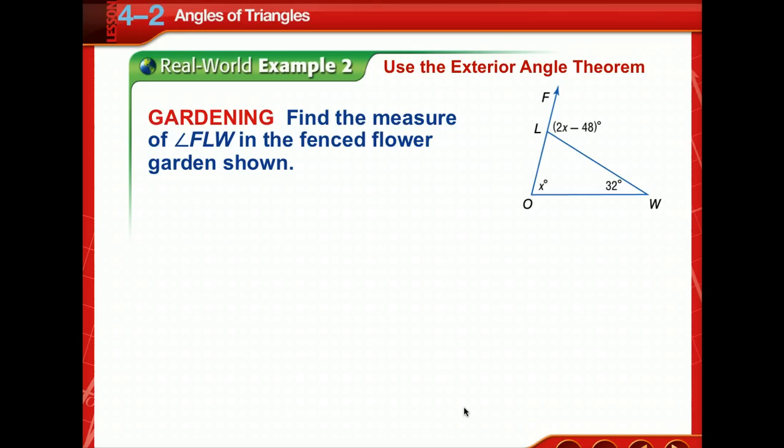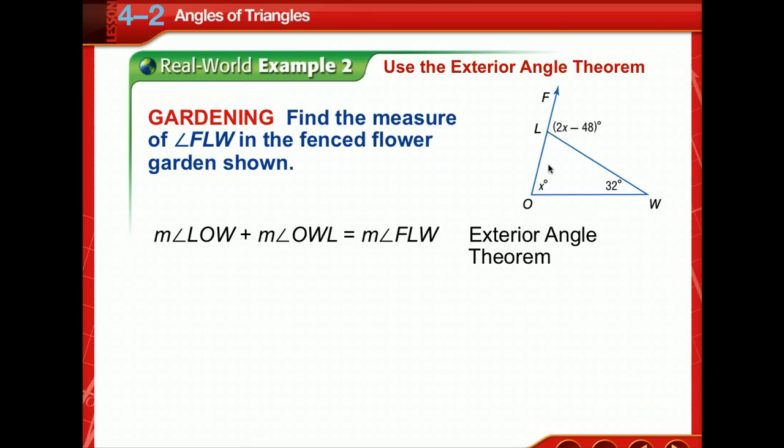So we're to find the measure of angle FLW. So we're looking for this measure right here, in the fenced flower garden shown.